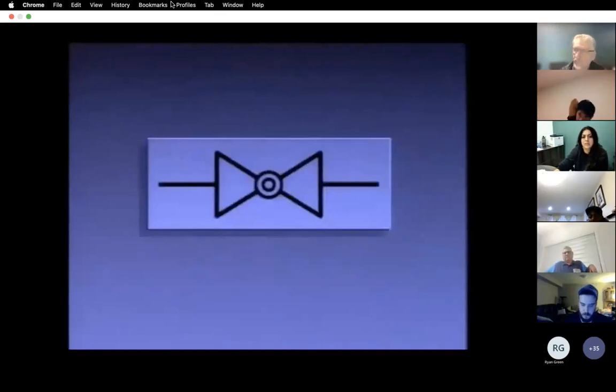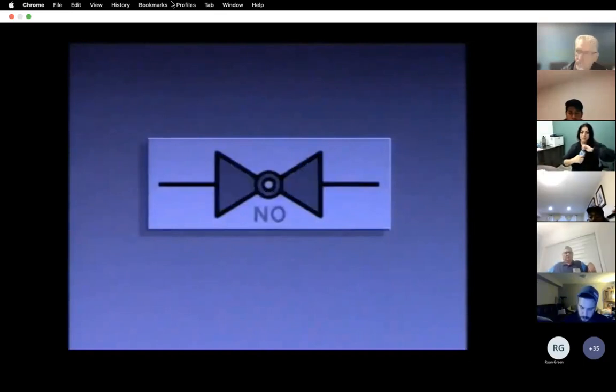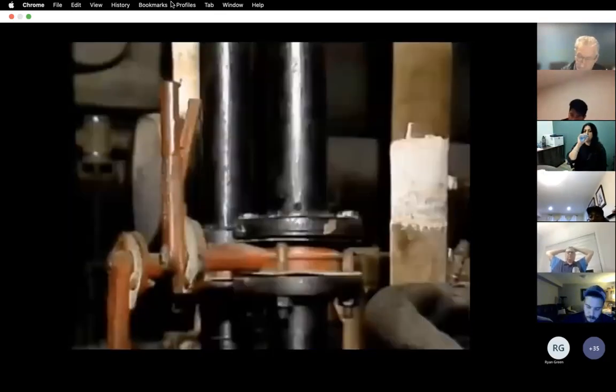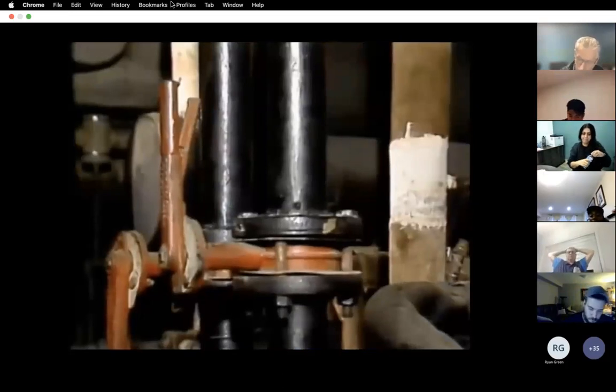On a piping system diagram, a ball valve symbol generally looks like this. If the symbol looks like this or has the letters NO beside it, then the valve is normally open in the piping system. If the symbol is filled in or has the letters NC beside it, then the valve is normally closed.